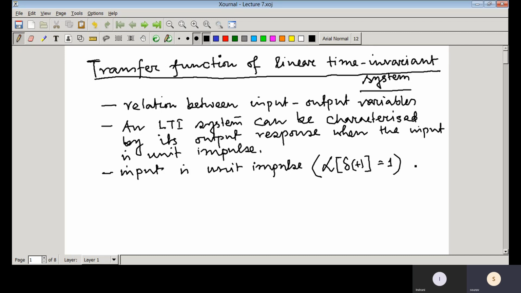You can apply any input and you can represent the output as a product of the transfer function and the Laplace transform of that input. But whenever we characterize our LTI system, the input that we consider is the unit impulse. Later we will see in detail: if you take the Laplace transform of the output when the input is unit impulse, then it gives you the transfer function of that LTI system. That thing we will see later.